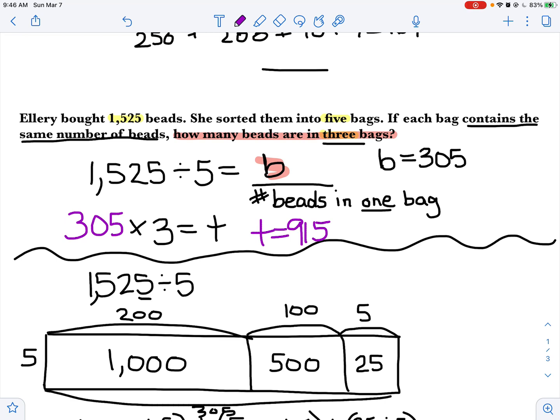And I'm also going to look back. I know she bought 1,525 beads, so my answer has to be less. So I'm just going to double check: did I come up with something less than the total number of beads, that would be reasonable? I did. If I came up with something way more, I would know that I couldn't be right, because if she divided those into 5 bags and we want to know how many are in 3 of the bags, it wouldn't make sense for it to be larger than my dividend.